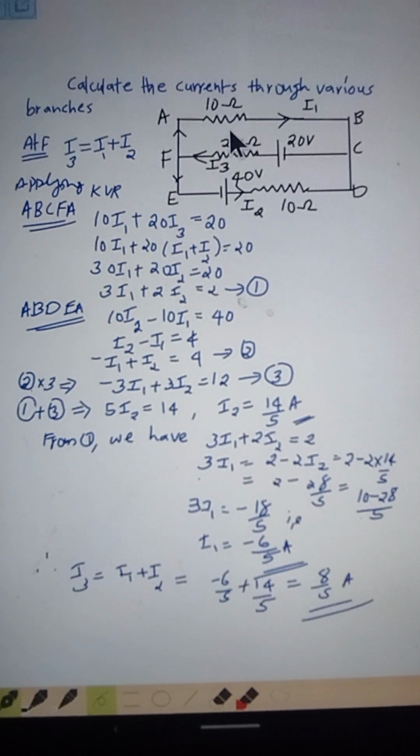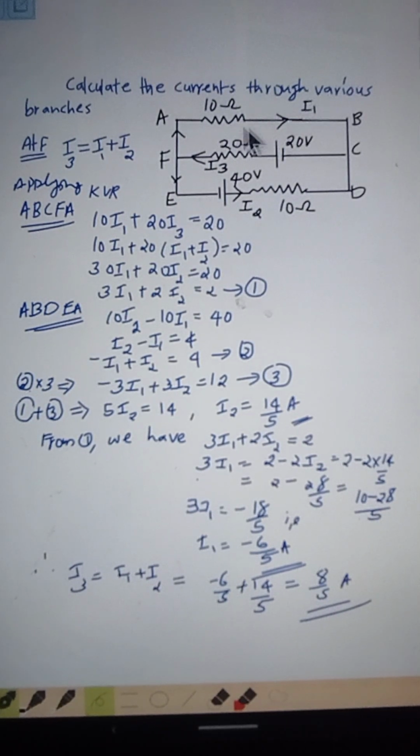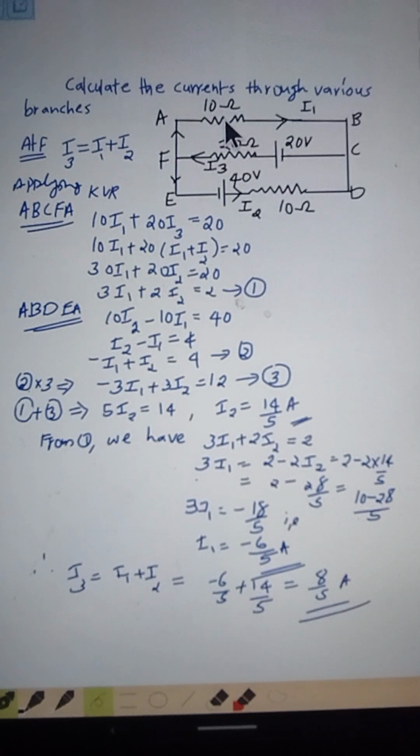Now according to the voltage rule, the sum of potentials should be equal to the EMF of that loop. So in this loop the EMF is 20 volt. The potentials are 20 I3 and 10 I1, and both these potentials are created due to current flowing in the same direction. So both these potentials are given the same sign.